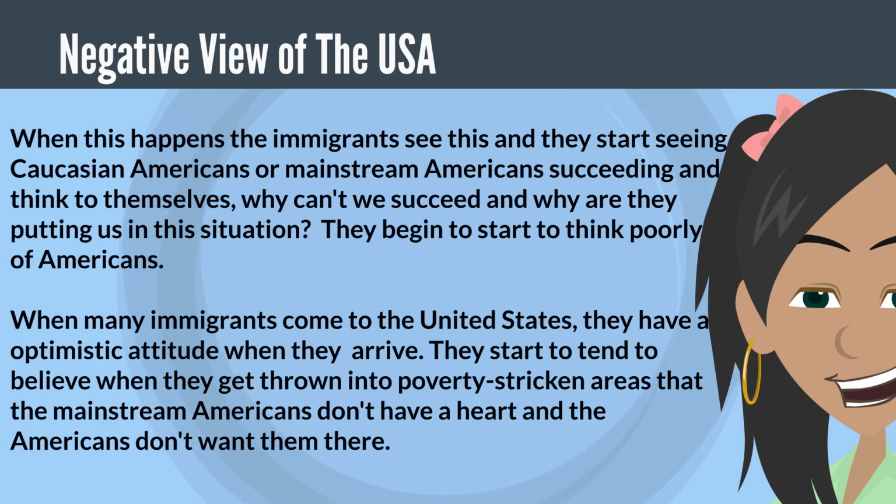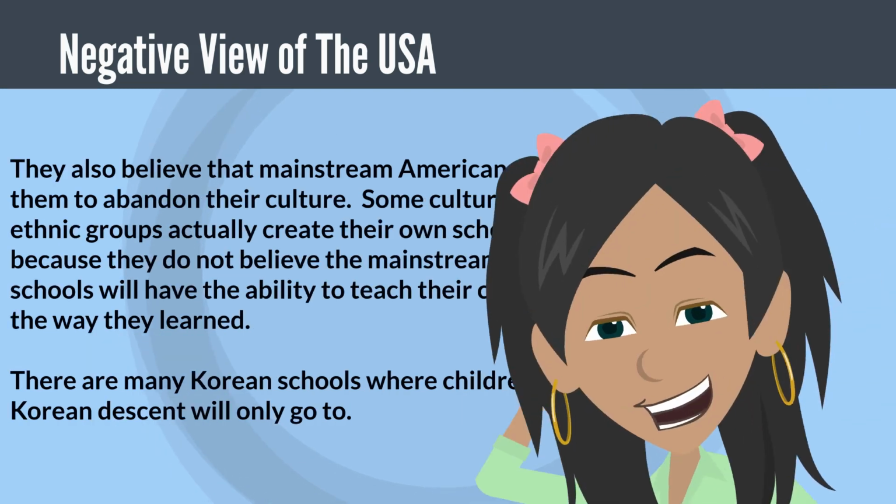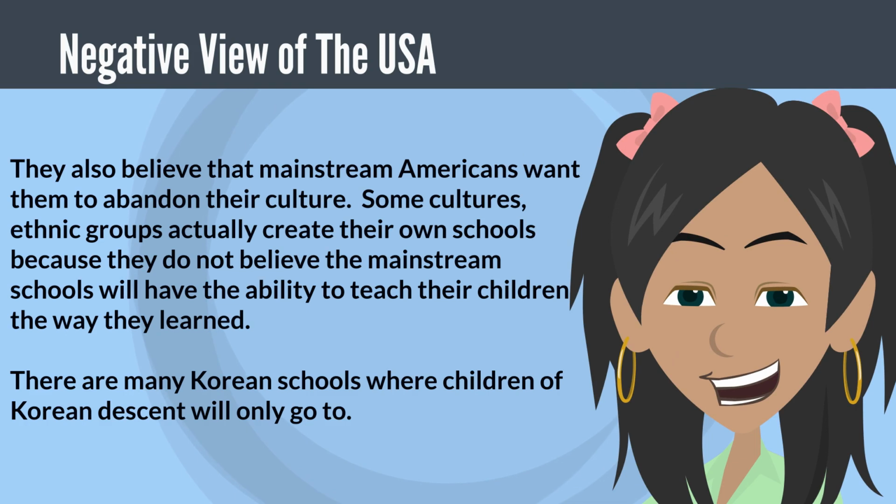When many immigrants come to the United States, they have an optimistic attitude when they arrive. When they get thrown into poverty-stricken areas, they tend to believe that the mainstream Americans don't have a heart and the Americans don't want them there. They also believe that mainstream Americans want them to abandon their culture. Some ethnic groups actually create their own schools because they do not believe the mainstream schools will have the ability to teach their children the way they learned.